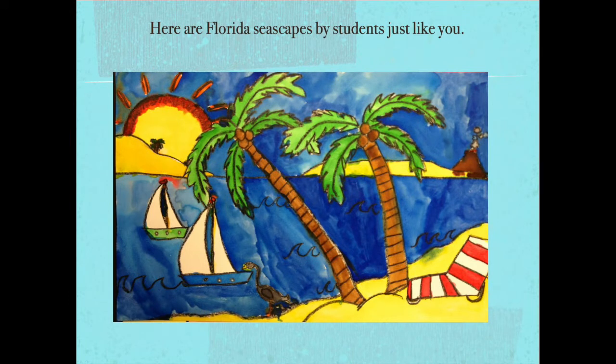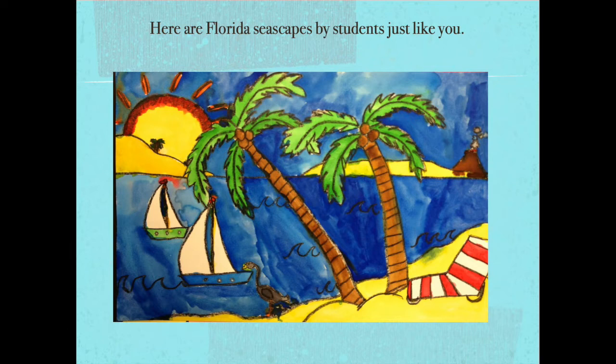Here are some Florida seascapes by students just like you. Please look at this example. See how large those palm trees are? That's because they're in the foreground. Look at the two sailboats. The large one is closer to us, and the smaller one is farther away. They might really be the same size, but the one that's farther back looks smaller because it's farther away.